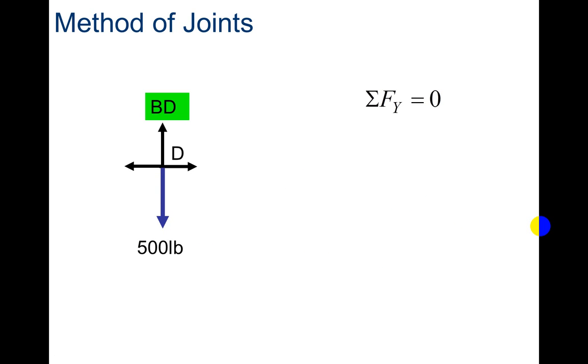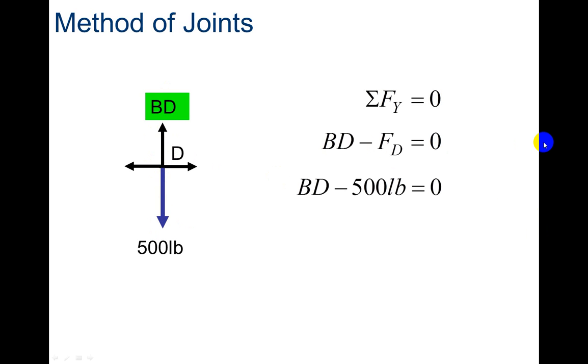Okay, at this point, I've got sum of all my forces in my y, BD minus FD. Notice this one's going up, so it's positive. This one's going down, so it's negative, meaning that BD is 500 pounds. So if I break them down into each joint, it makes it a little bit easier to look at. And of course it's positive, so it's tension. I don't need to change my arrow.